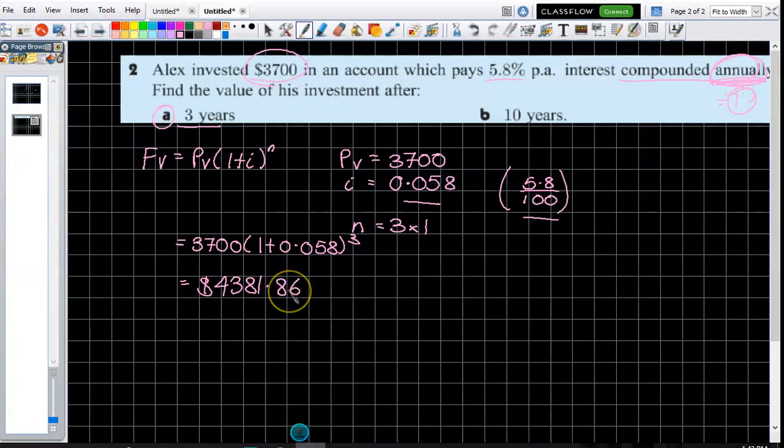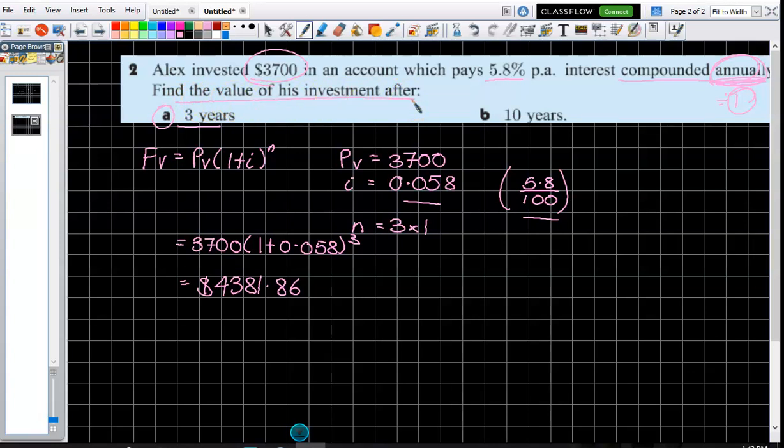Do not give me more than 2 decimal places, because then I'd be going, what are they on about? We're dealing with money, 2 decimals. Yeah, if it only has 1 decimal, put the 0 after. So we're doing 2 decimals. Now, please, this is where you must make sure that you read the question, right? In this case, find the value of his investment after. This is the value of his investment.